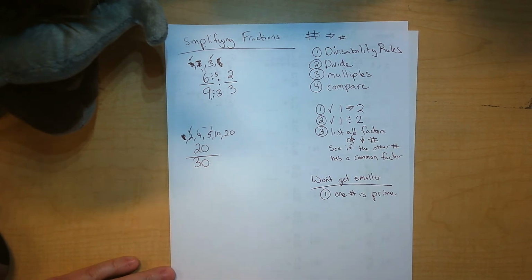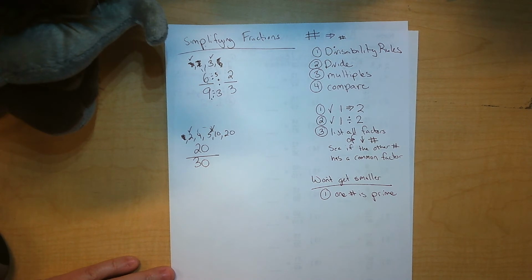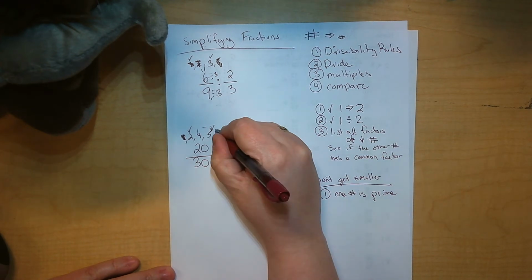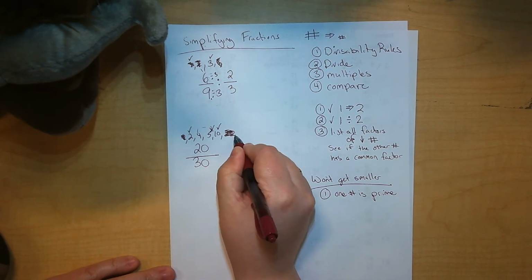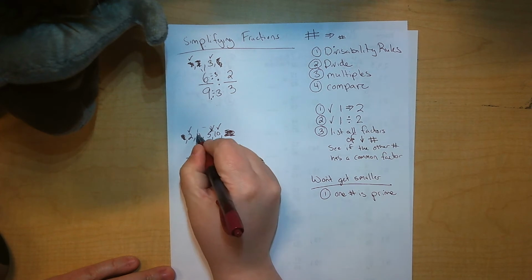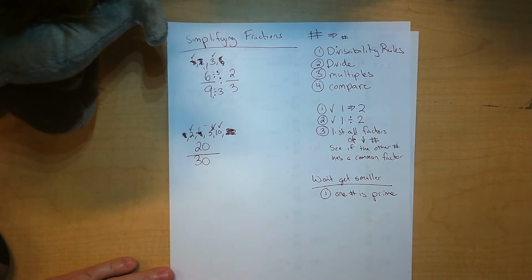Can 30 divide by 4? Nope. Can 30 divide by 5? Absolutely. 30 divided by 5 is 6. Can 30 divide by 10? Absolutely, it can. Can 30 be divided by 20? Nope. So we can't divide by any of these numbers except for 2, 5, and 10.